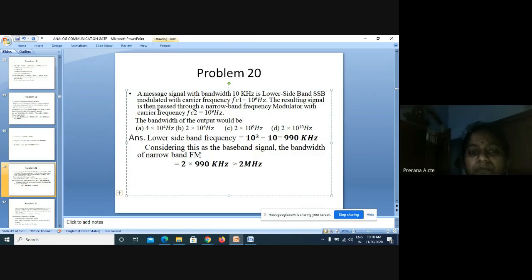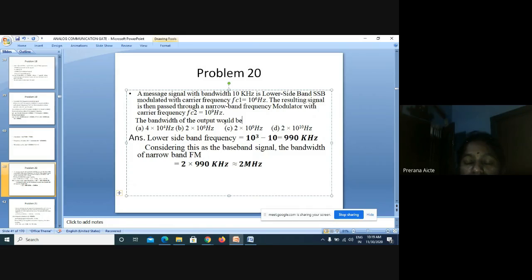The resultant signal is then passed through a narrowband FM with a carrier frequency of fc2 equal to 10 power 9 hertz. Then the bandwidth of the output will be? So what is the bandwidth of your narrowband FM? You all know what is the bandwidth.